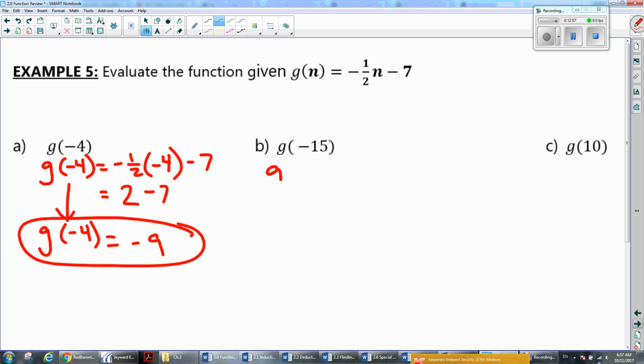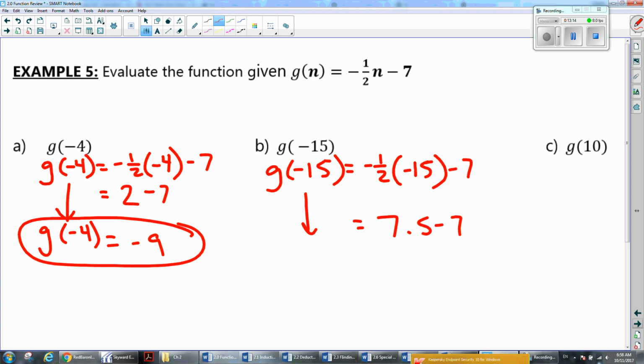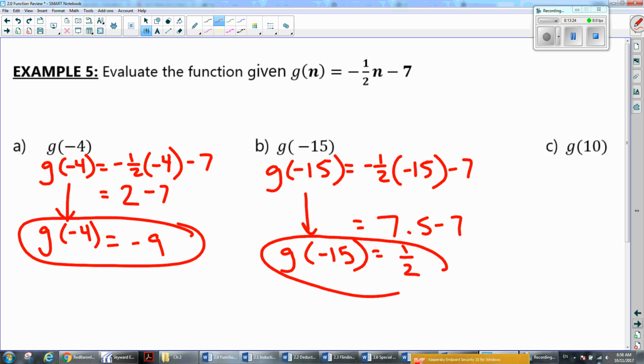G of negative 15, plug that in. Negative 1/2 times negative 15 would give you 7.5 minus 7. So when we plug that in, we end up with 1/2, or 0.5. And g of 10, when we plug that in, negative 1/2 times 10 minus 7. This is negative 5 minus 7, so we get negative 12 for g of 10.